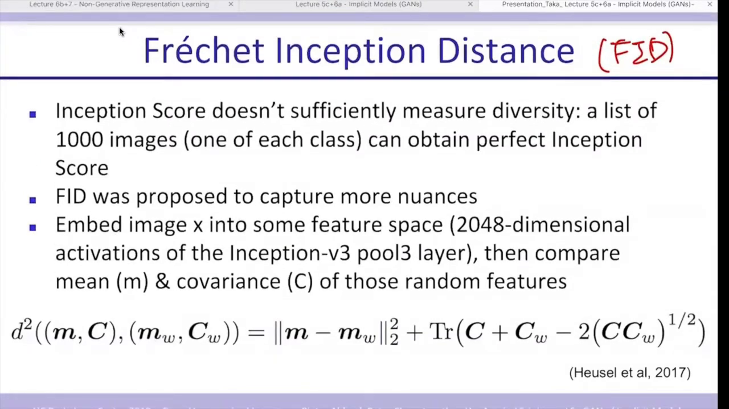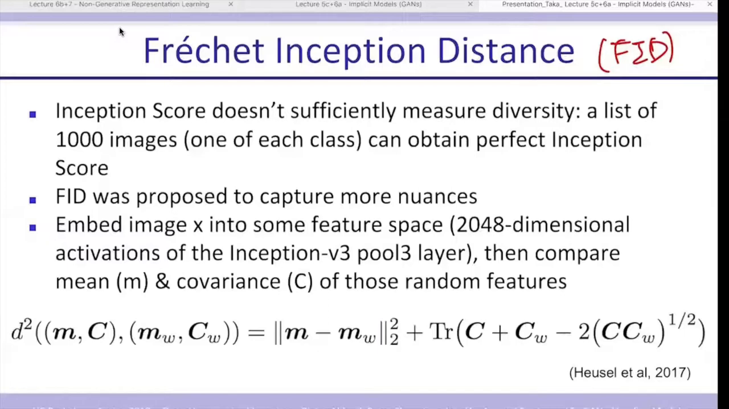This is the last topic I'm going to explain. It is the Fréchet Inception Distance, FID. It's a different metric from the Inception Score, because the Inception Score is basically using ImageNet classes. But in an actual use case, not all image classes correspond to the Inception network. So FID's approach is different. FID tries to capture some nuance using a deep learning architecture.